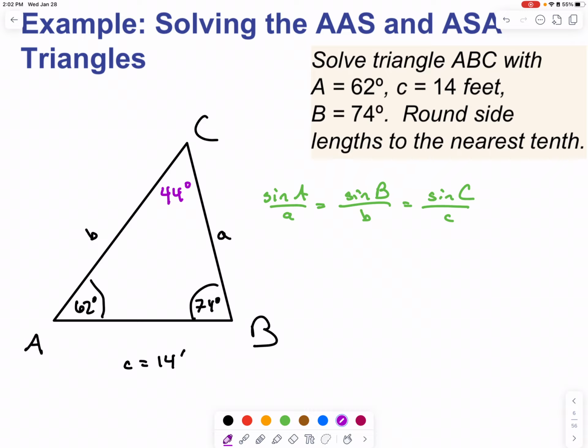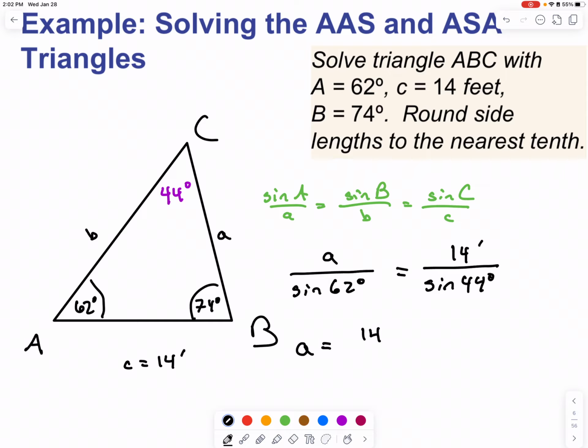In order to find side A, I'm going to use the law of sines in the following manner. I'm going to do the sine of 62 degrees under side A should equal the sine of 44 degrees under side C, which is 14 feet. Okay. So then, long story short, side A should equal 14 times the sine of 62 degrees over the sine of 44 degrees.